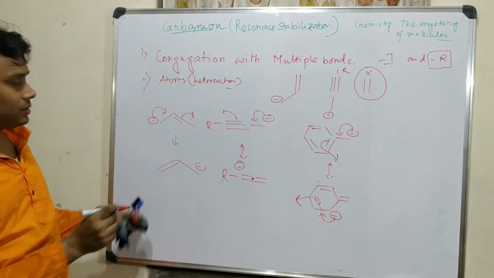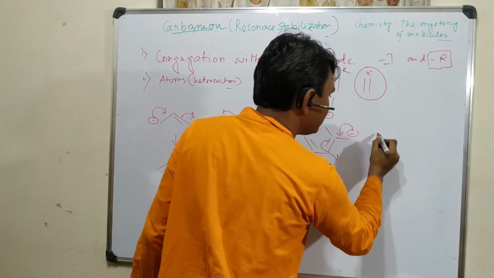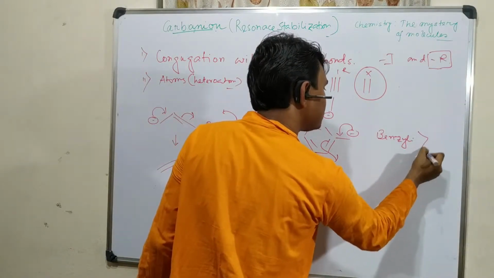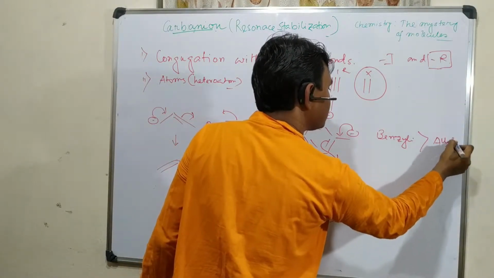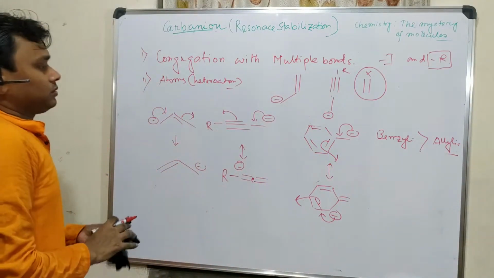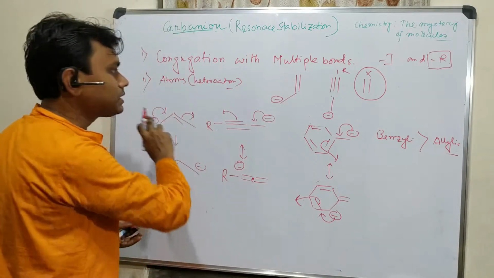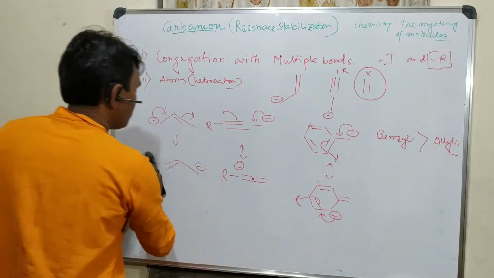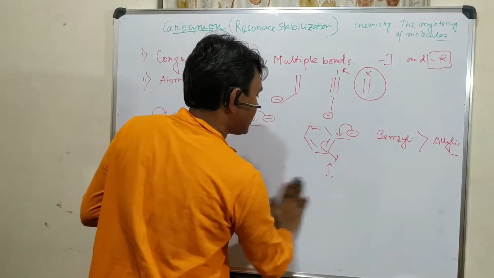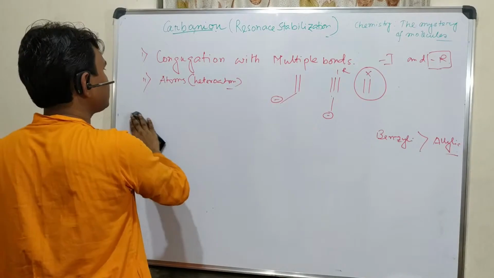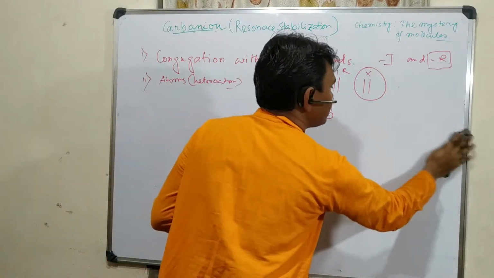And if we check the order, the benzylic is more stable than the allylic. So this is the stability using this carbon-based skeleton. Now we will check how attachment to other groups stabilizes.